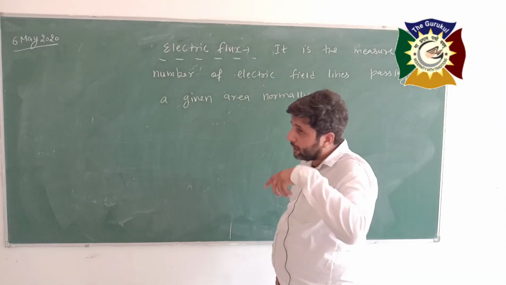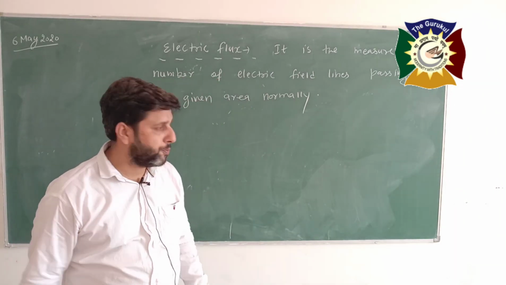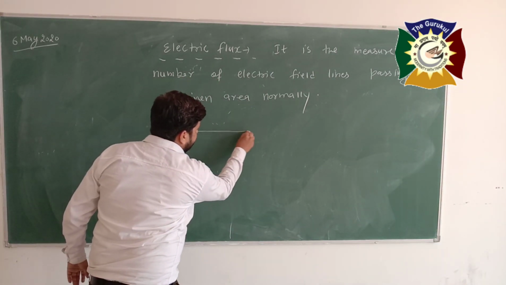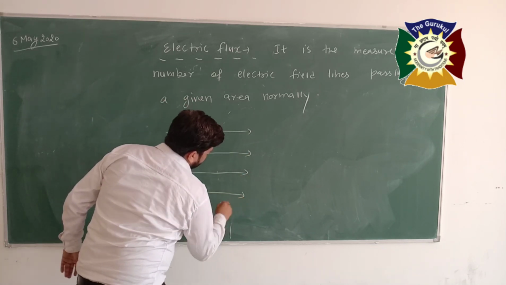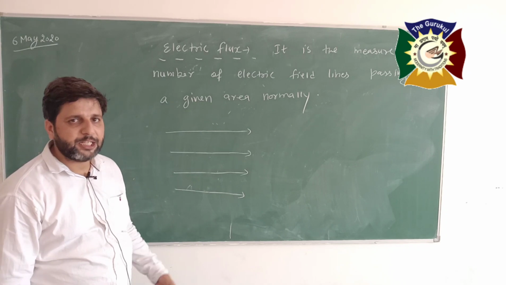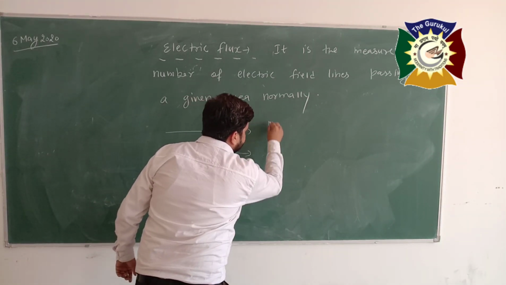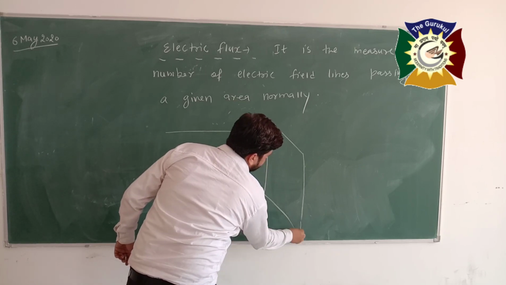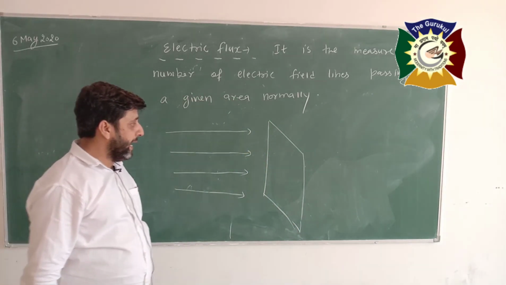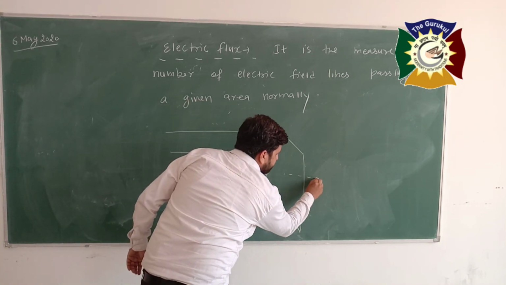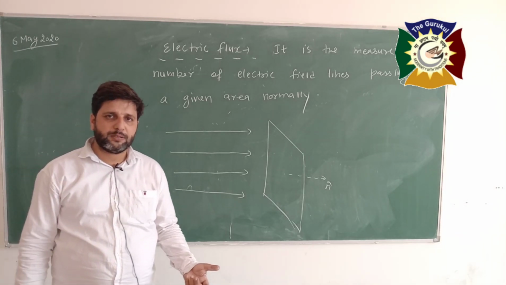Listen, I told you what electric flux is: the number of electric field lines. Suppose this is the uniform electric field intensity, and there is a planar surface in its path. Its normal vector, its unit vector, is in this direction because it is normal to the surface.